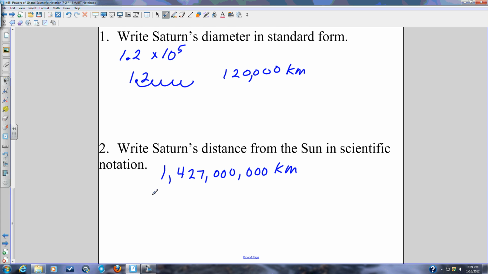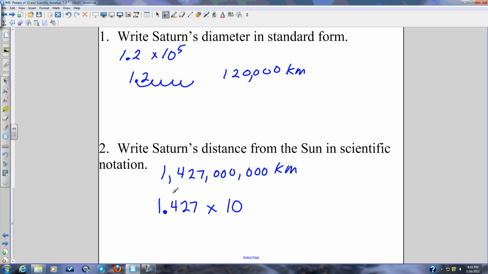So what we're going to do is we're going to make sure the first number is greater than or equal to 1 but less than 10. So the trick to doing that is take the very first digit, put a decimal point, and write down the rest of the numbers until you have all zeros. So we're going to write 1.427. That's going to be times 10 to a power, because that's what scientific notation is.